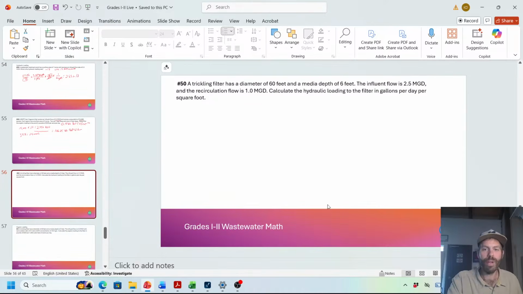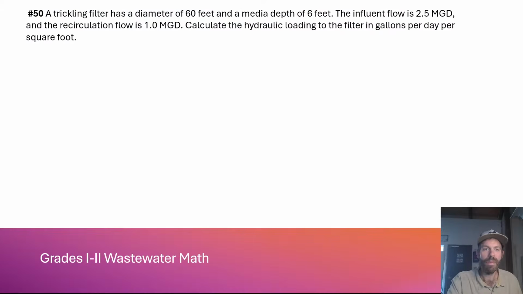Okay, next question. A trickling filter has a diameter of 60 feet and a media depth of 6 feet. The influent flow is 2.5 mgd and the recirculation flow is 1 mgd. Calculate the hydraulic loading to the filter in gallons per day per square foot. Okay, now we're getting into some good stuff.